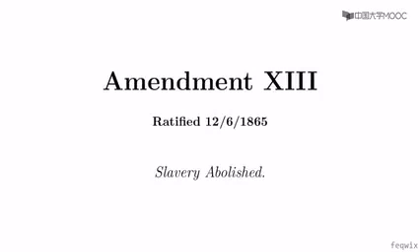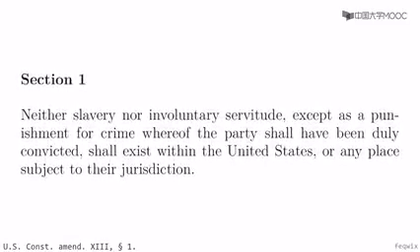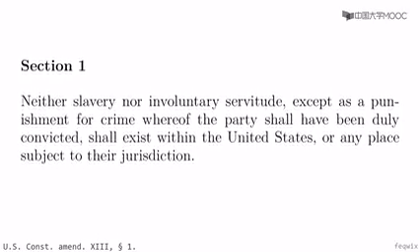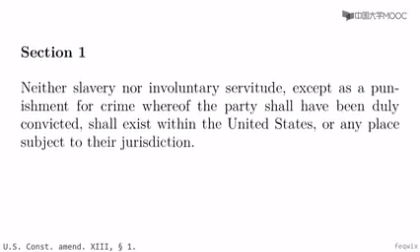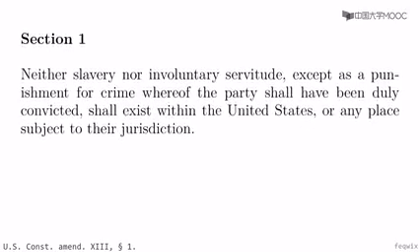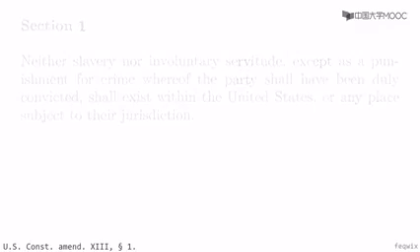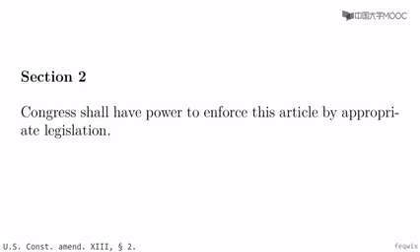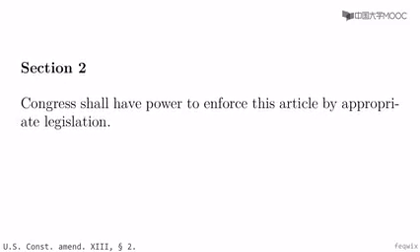Amendment 13. Section 1. Neither slavery nor involuntary servitude, except as a punishment for crime whereof the party shall have been duly convicted, shall exist within the United States, or any place subject to their jurisdiction. Section 2. Congress shall have power to enforce this article by appropriate legislation.